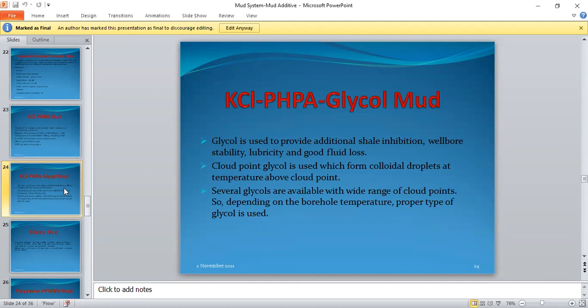Okay, glycol is used for lubricity, stability, and prevents clouding. It will prevent hydrates. It will prevent your mud from freezing, especially in cold regions, regions where the temperature is very low, like the North Sea. In the US, in Canada, those places where you have extreme cold weather, glycol will be of great help in those areas.